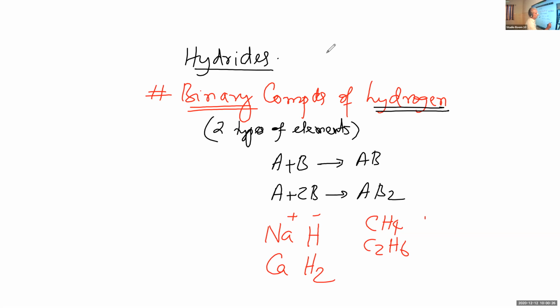All these are hydrides. Or you take H2O, water, or HCl, hydrogen chloride. These are also binary compounds of hydrogen, because in water there is hydrogen and oxygen, in HCl hydrogen and chlorine. Such binary compounds of hydrogen are called hydrides. I have written NaH, CH4, H2O. Now let us see more details about hydrides in the coming class. You have sufficient time.